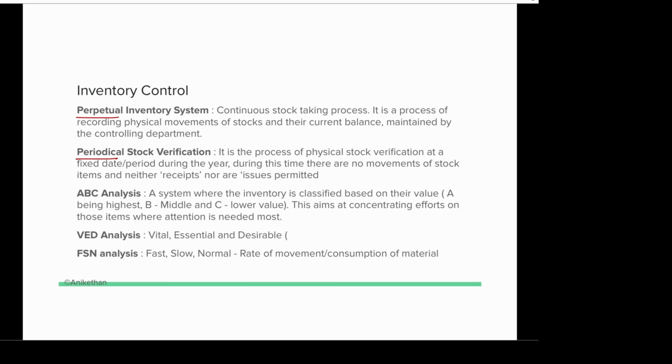Here we will learn about other inventory control systems. So you have perpetual and periodic stock verification. In the perpetual, it's a continuous stock taking process. So it will be computerized and there will be barcode scanners. Whenever there is an issue or a receipt of material, the same is recorded continuously. Whereas in the periodic stock verification, at the end of a period, it can be a quarter or a month or a year, manually the people will be doing the verification.